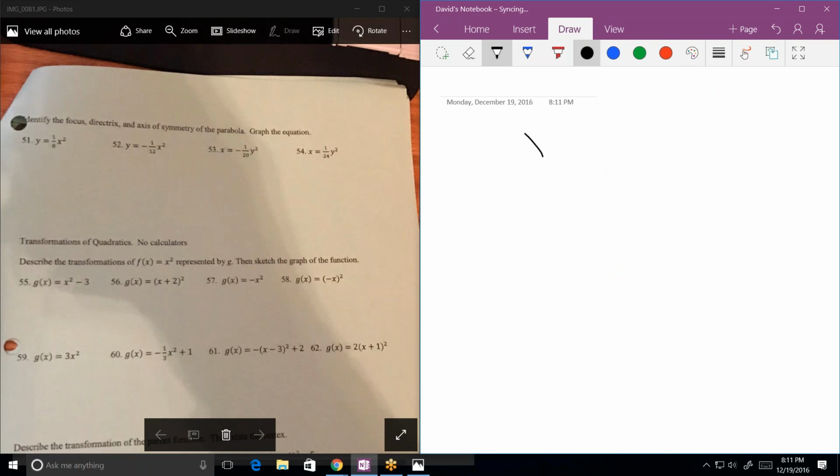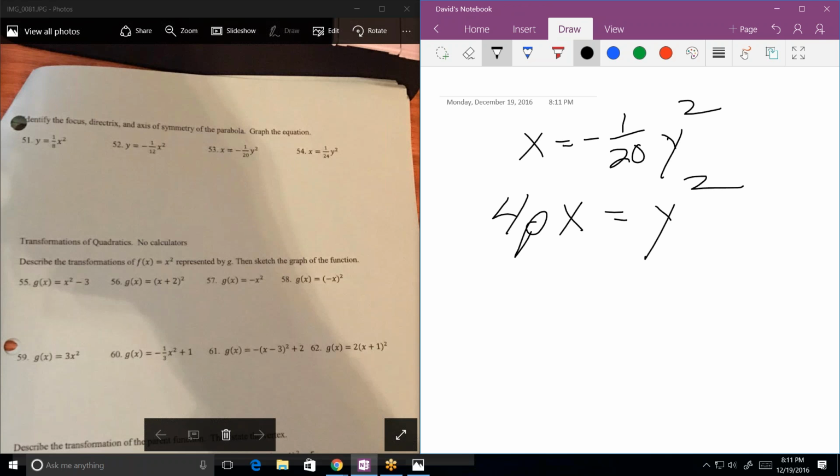Next one. X equals minus 1/20th y squared. What kind of parabola is this? This is a horizontal parabola, because it's x equals y squared instead of y equals x squared. For a horizontal parabola, the standard formula is 4p times (x minus h) equals (y minus k) squared. We don't have any h's or k's in these four problems, so we don't need to worry about the more general formula. It's just 4p x equals y squared.